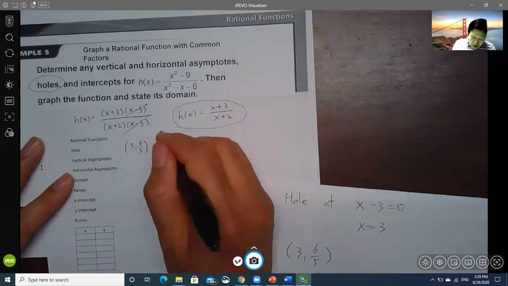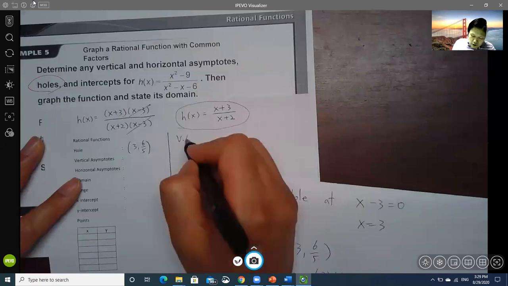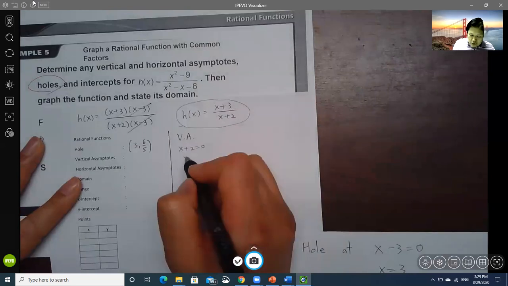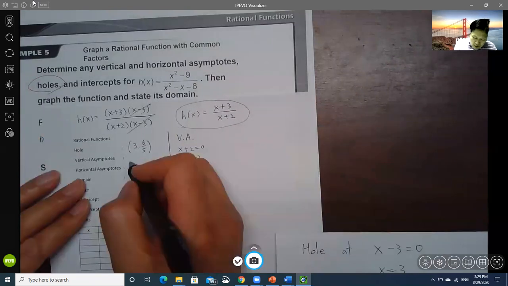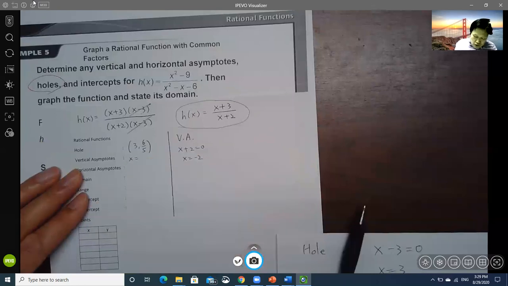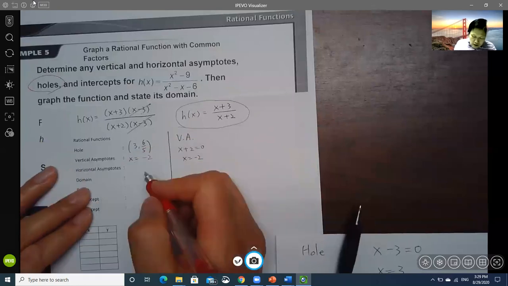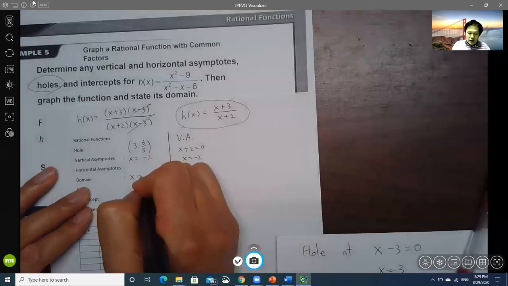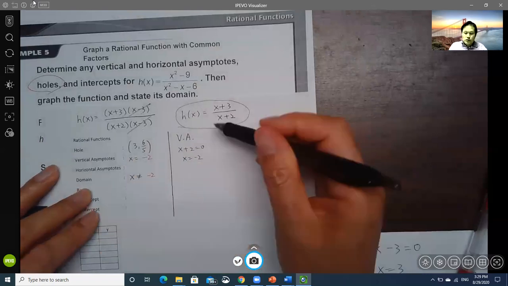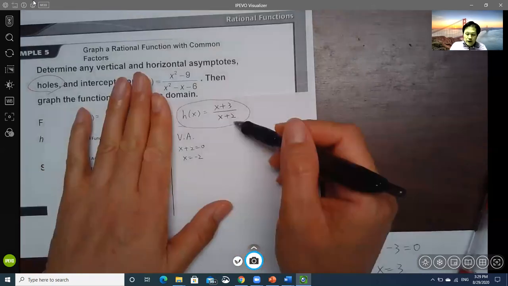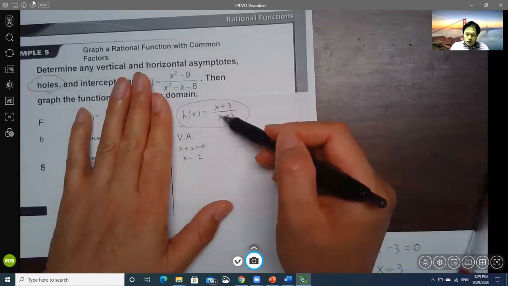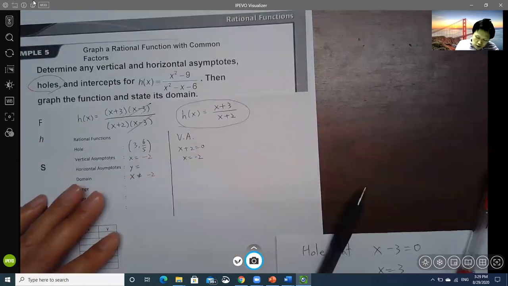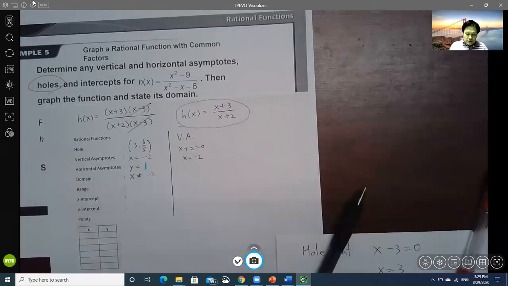So let me continue with the vertical asymptote here. Vertical asymptote: denominator equal to 0. So x plus 2 equal to 0, x equal to minus 2. So the vertical asymptote is x equal to minus 2. Did I ask for the domain? Yes. So minus 2 here. Domain is x cannot equal minus 2. Horizontal asymptote: you deal with this. The power of x is the same power, so it should be 1/1. Horizontal asymptote, y equal to 1/1, which is 1. I didn't ask for the range, so skip that.